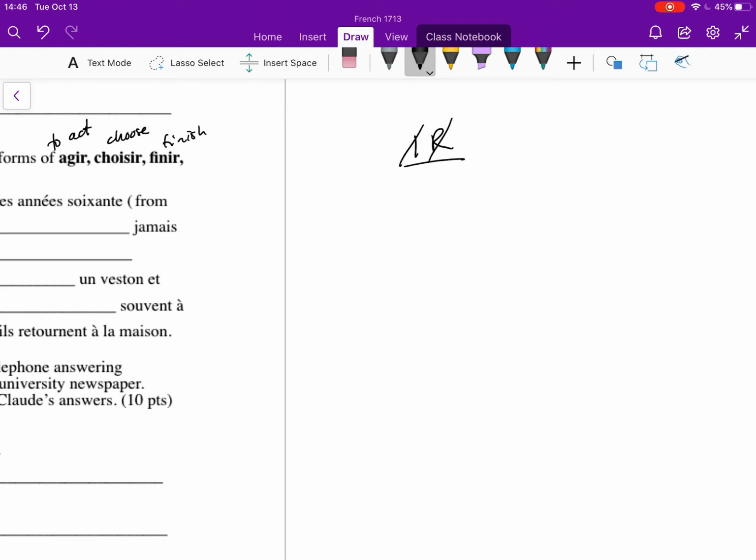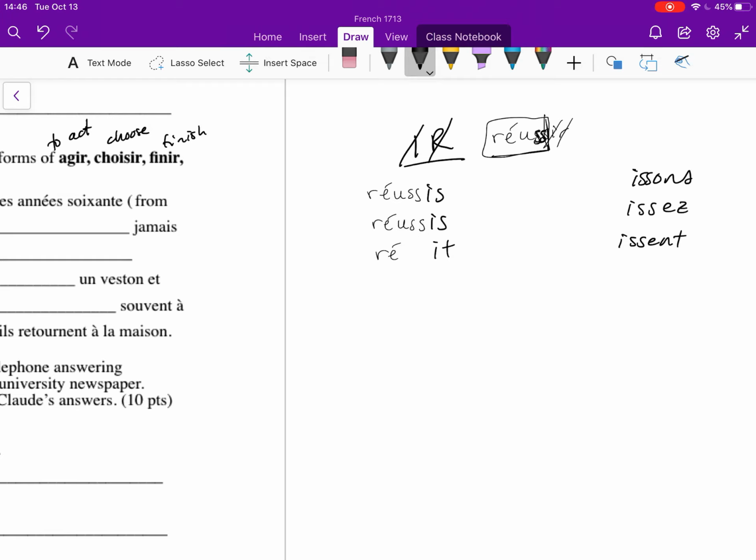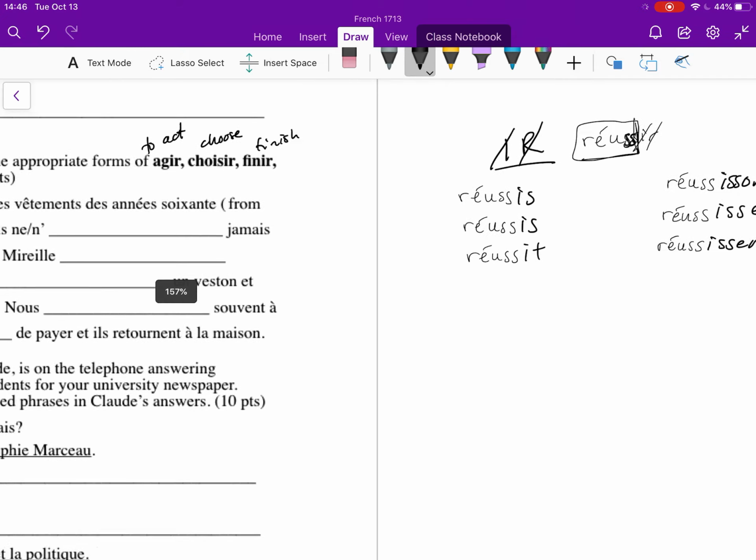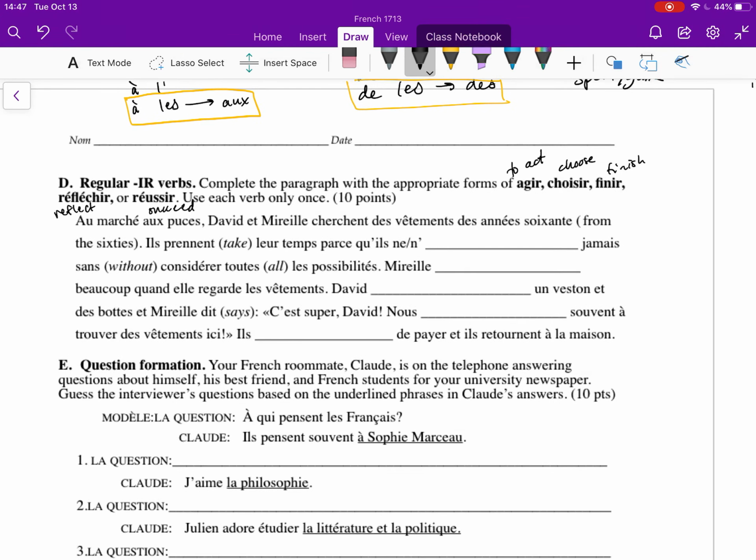IR verbs. You take off the IR from the infinitive, and your endings are IS, IS, IT, ISSONS, ISSEZ, ISSENT. So for an example, let's say that my verb was réussir. Take off the IR. Oops, double S. There's part of my root. I will just add that plus the endings. So, réussis, réussis, réussit, réussissons, réussissez, réussissent. Okay, I'll let you do that on your own. Figure out where they go and then conjugate appropriately.